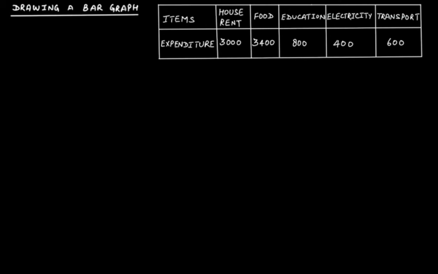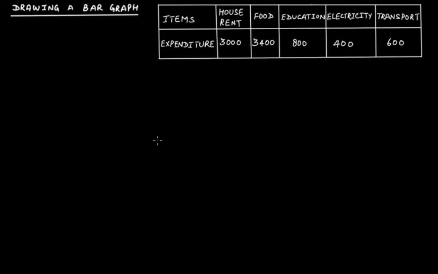If you have to represent this information using a bar graph, then how will you do this? Now, we know that the first step is always what? We have to select a proper scale. In this case, if you look at these numbers, it is 600, 400, 800, 3400, and 3000. So can we take scale as 100? Yes, we can take scale as 100, but in that case, we'll have to plot a lot of numbers starting from 100 and 200 and 300 and 400, 500, 600, 700, 800, and so on. So is there any way to reduce that?